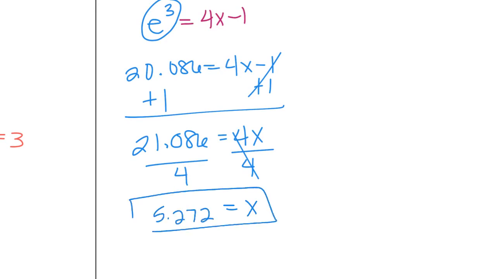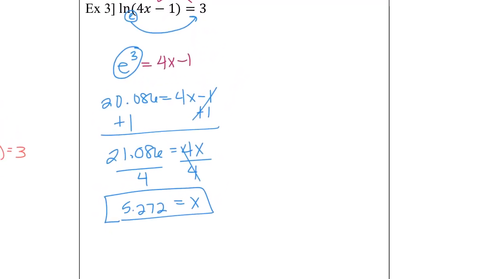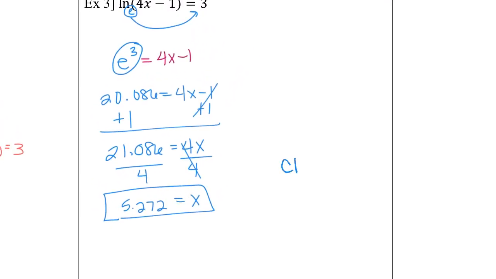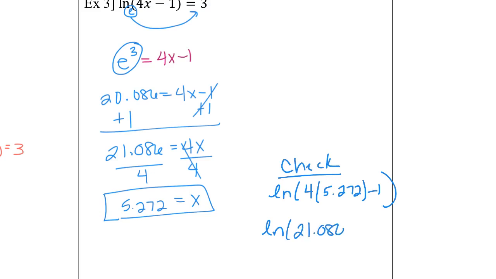5.272. And again, we do need to check and make sure that this is not going to give me a negative number. So here's my check. Natural log of 4 times 5.272 minus 1. Well, 4 times 5.272, that's going to give me 21.086. Subtract 1, which is 20.086, which is definitely positive. So yes, 5.272 is my solution.